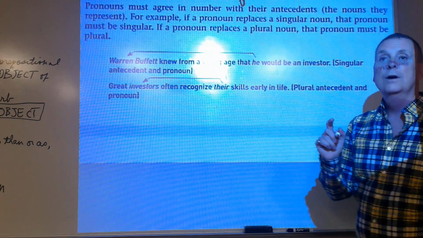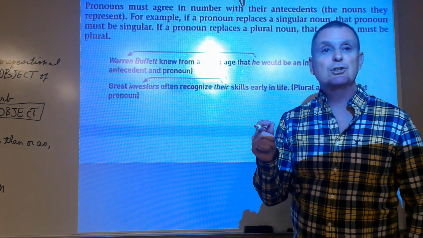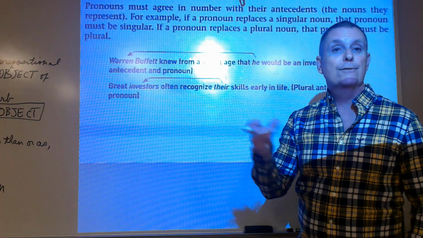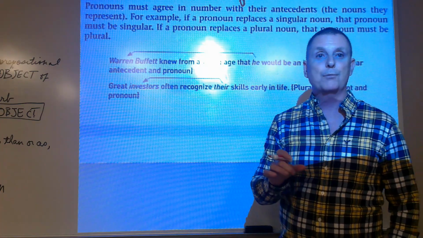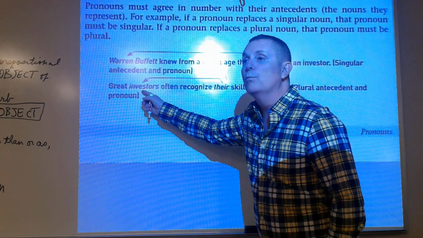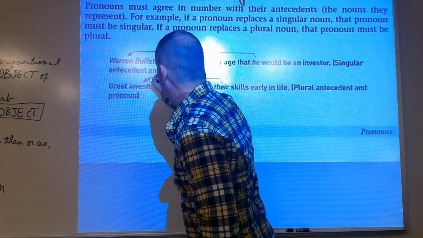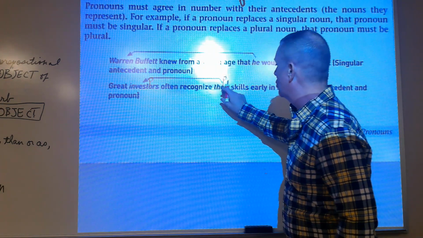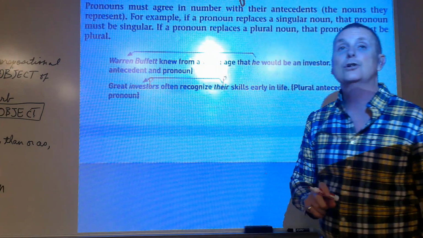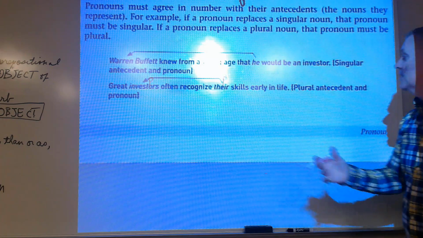Great investors. Okay, I don't know if the investors are male or female, so therefore I want to use a gender-neutral type of pronoun to refer to more than one investor. Since investors is plural, great investors often recognize there's a plural pronoun that can include both genders, or all genders.